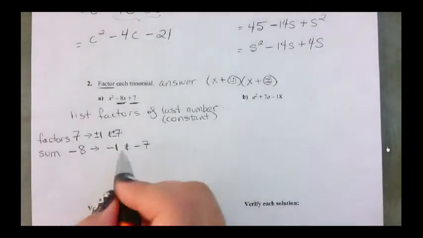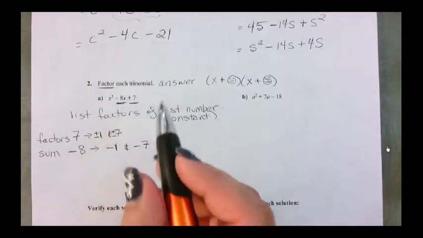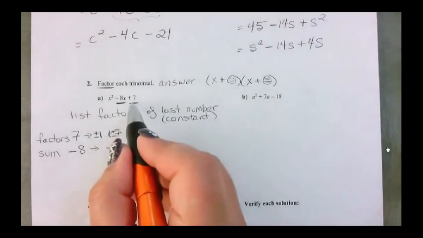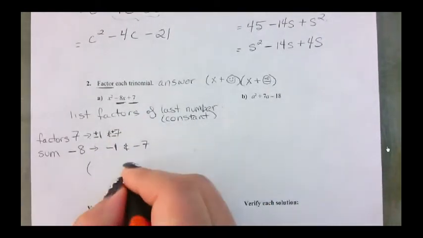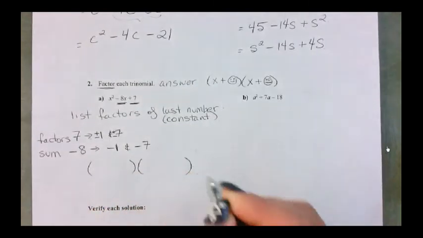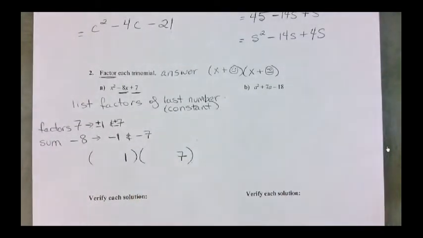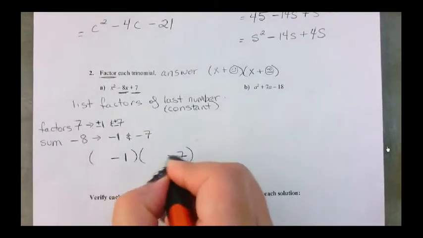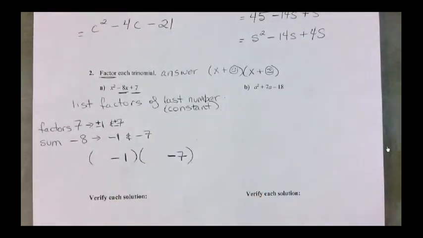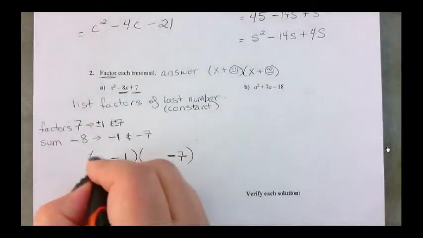Okay, so then what I do is I have to find the perfect combination that matches my question. So two numbers that multiply to give me 7 are 1 and 7, and they have to add up. So let's write our brackets. So I have 1 and I have 7, but they have to add up to -8. So the only way that can happen is if they're both negative. And then how am I going to get the x squared part? I need x's in the front here.